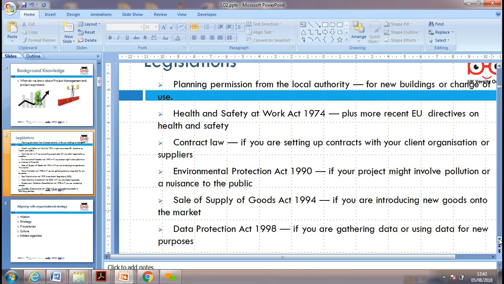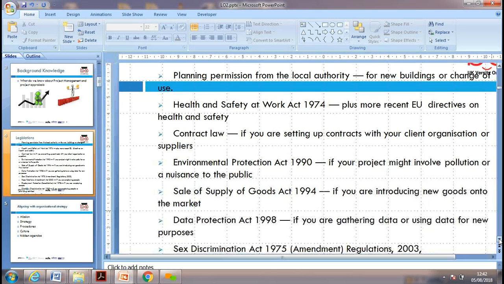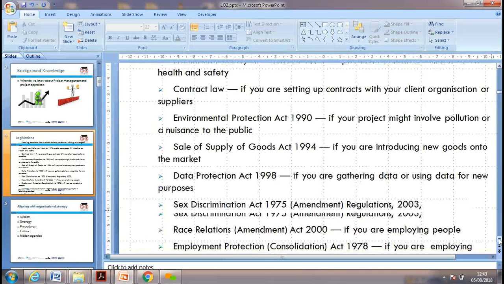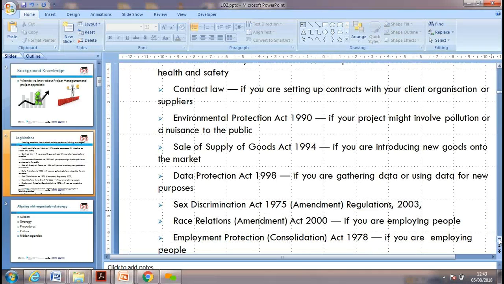The Sale of Goods and Supply Act: goods need to be fit for purpose, and we need to follow that. When we make a project and we are making a product, that product needs to be fit for purpose. Then data protection: how we will keep the information secure.